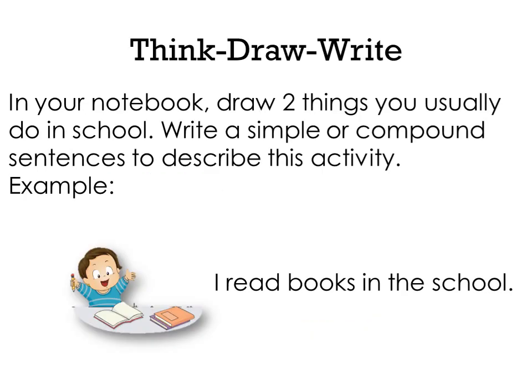Okay? So for our activity, you need to think, draw, and write. You need to get your notebook and your pencil, and then draw two things you usually do in school. And then write a simple or a compound sentence to describe this activity. For example, you need to draw first, and then you write a sentence based on what you drew. An example here: I read books in the school. Just click the pause button if you're still answering, and if you're done, just click the play button.